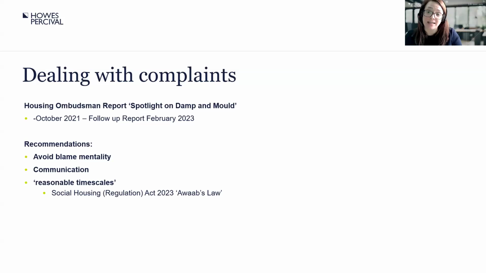The previous government consulted in early 2024 on what those regulations would look like, and prior to the election was considering the responses. We know that the current government has also proposed to bring in those timescales. We're still waiting for the regulations to come into force, but the kind of proposals on the table: a landlord should investigate the hazard within 14 days of being made aware that there's a potential hazard at the property.